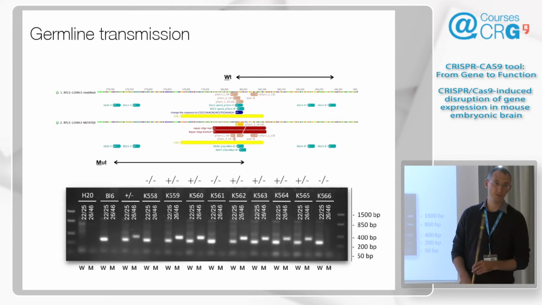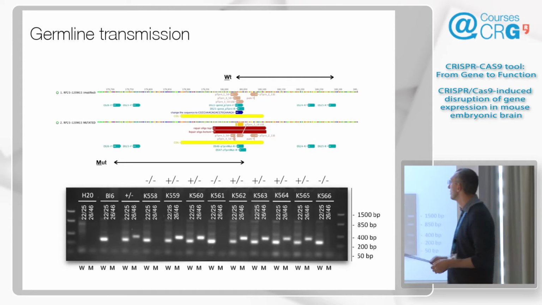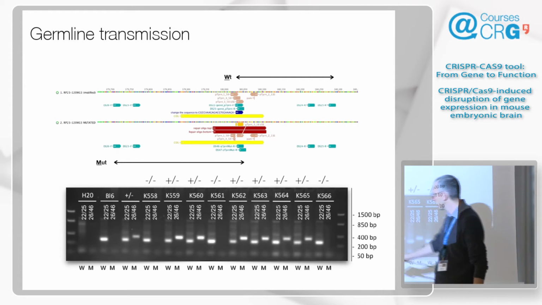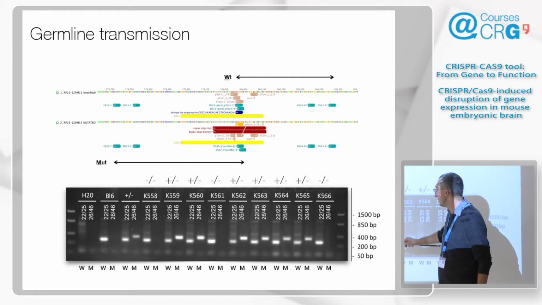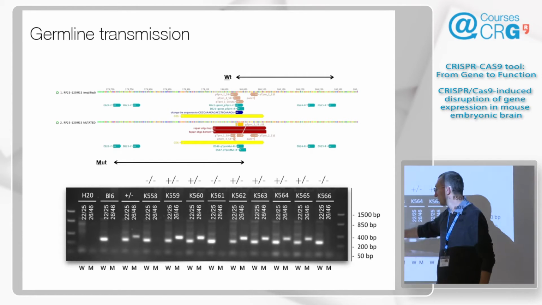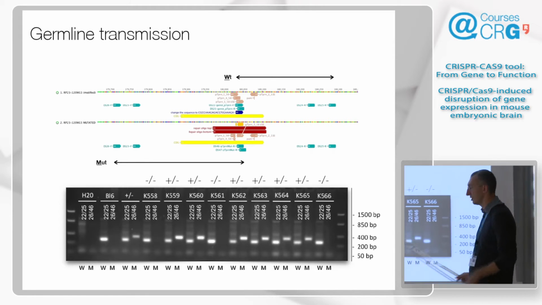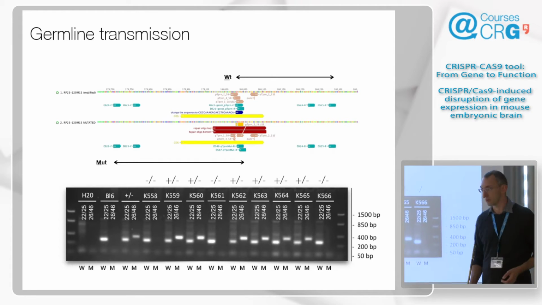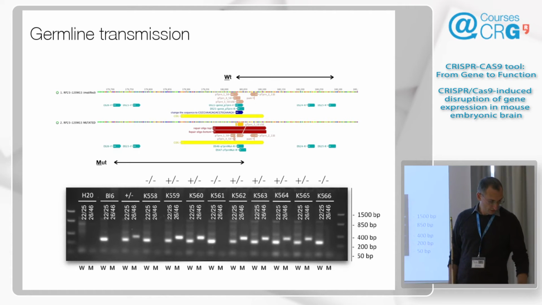They also transmit very well in the germline. So in this example, we have 2 PCRs. We can identify the wild type. This is the small band here. And we can identify the mutant, which is the bigger band. And this is a heterozygous animal control. And as you see, after crossing to wild type, you get what you expect, Mendelian ratio, more or less.